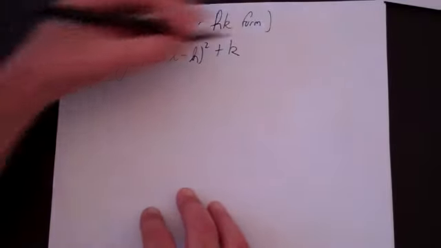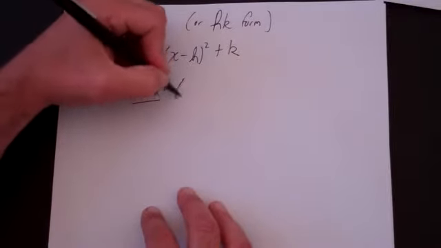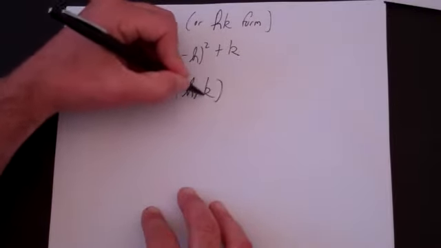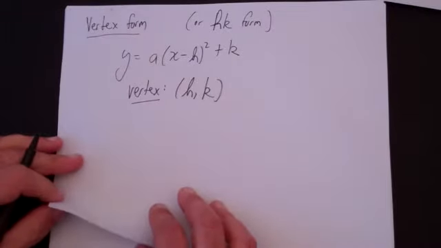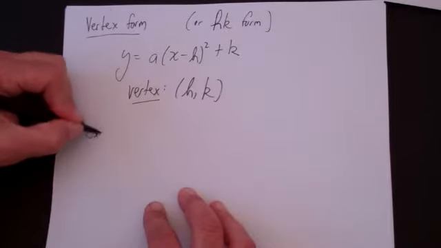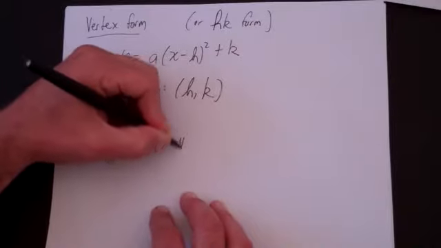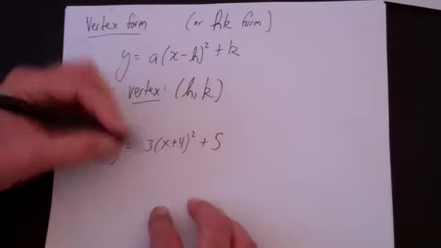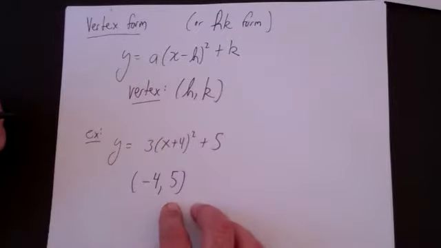And the vertex will always simply be (h, k). In fact, that's the reason that we write it in this form, is because it's easy to just look at the problem and find the vertex. So let's look at an example. An example is y is equal to 3(x plus 4) squared plus 5. The vertex is (minus 4, 5). And we'll do some more examples in a second.